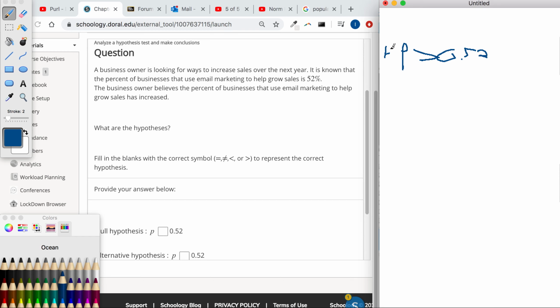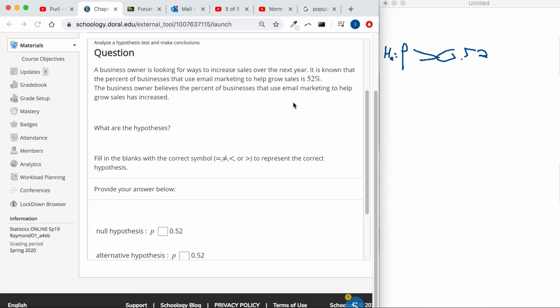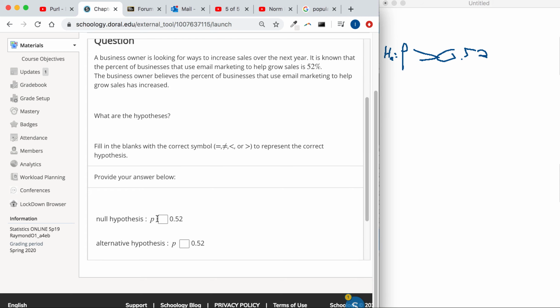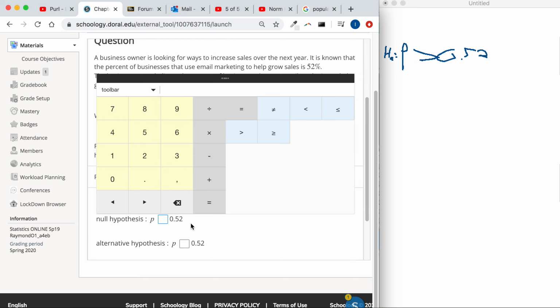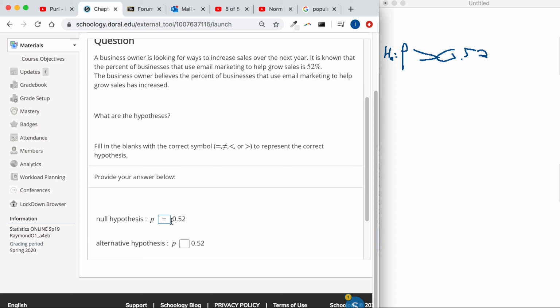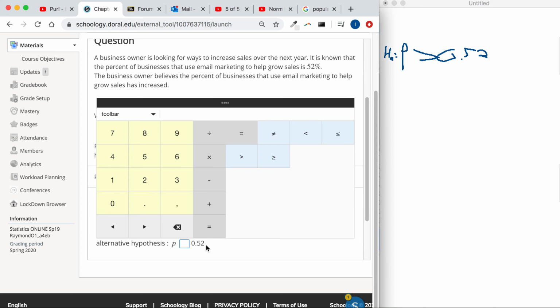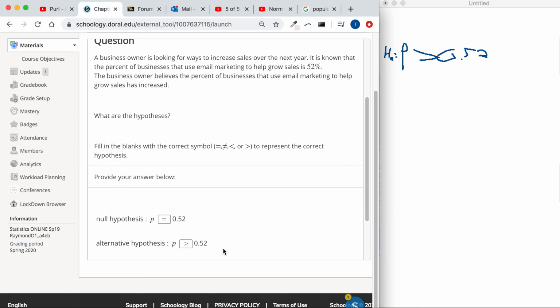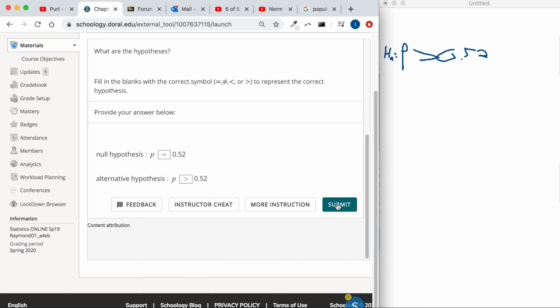That's your alternative hypothesis. Okay, the alternative is the one you're trying to test. So for the null hypothesis, we assume that it's still the same as what it's always been, 0.52. The alternative, they're testing to see if it's greater than 0.52.